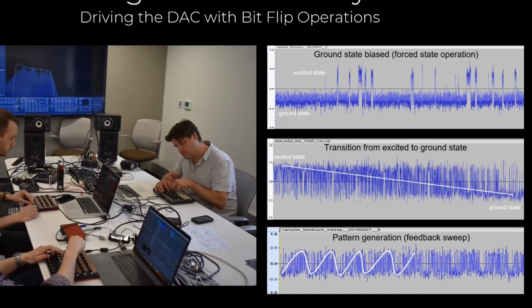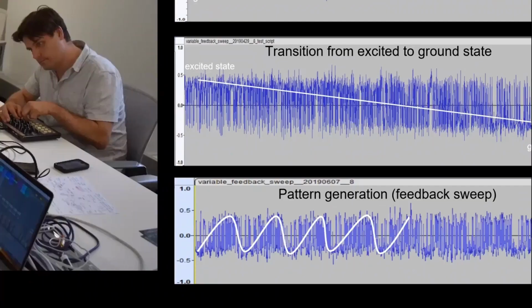But we also pushed the boundaries a little and created time-based functions: transitions from excited state to ground state or vice versa, or sweeps. And finally, what he referred to as a feedback sweep, a type of pattern generator where you can start to create low frequency oscillations or patterns in that information.